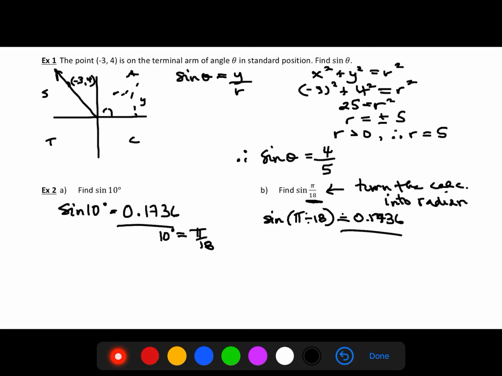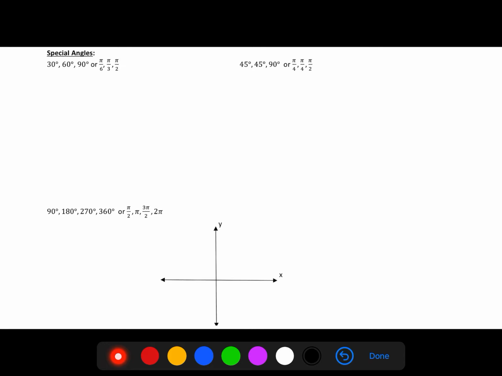Measures of sides do not change depending on the angle measurement that we're using. So the ratio of those two sides has to come out to be the same if it is the same angle, whether it's measured in degrees or radians.